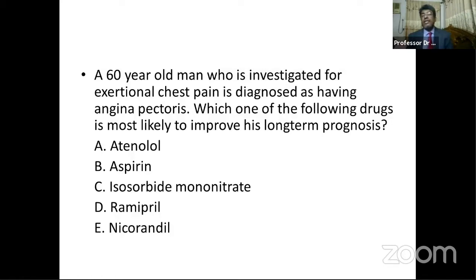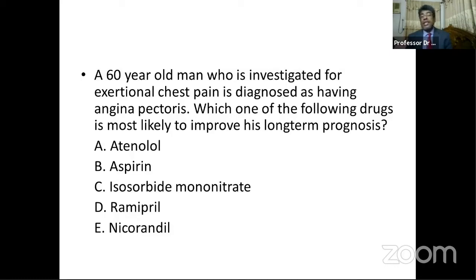Atenolol has some effect on prognosis. Aspirin also has a positive effect that reduces mortality. Atenolol also reduces mortality somewhat, but in comparison, metoprolol is more effective in terms of long-term prognosis and reducing mortality than atenolol. Isosorbide mononitrate is more effective to relieve the pain, but it has little role in improving the long-term prognosis, that is, little role in reducing mortality or morbidity. Ramipril, yes, Ramipril is supported by the HOPE trial.